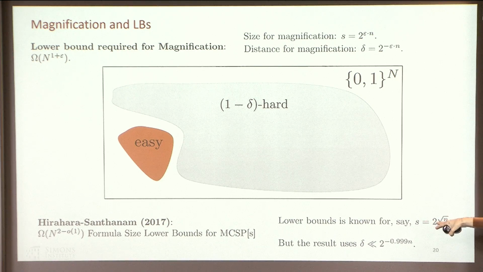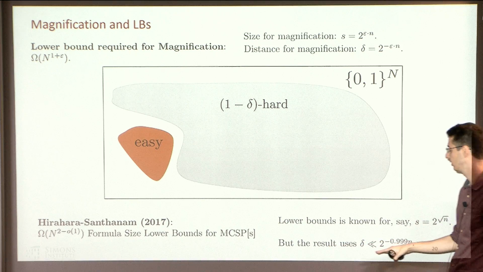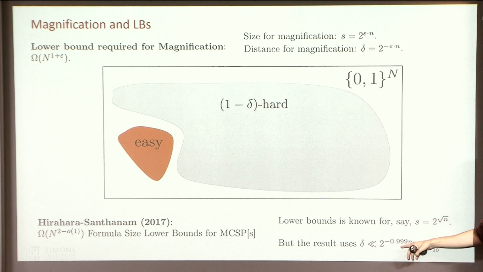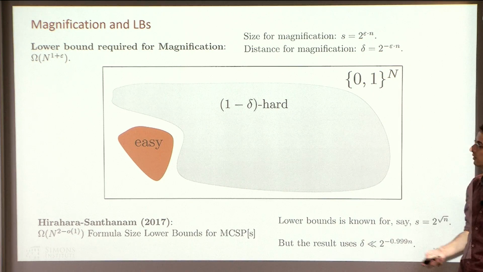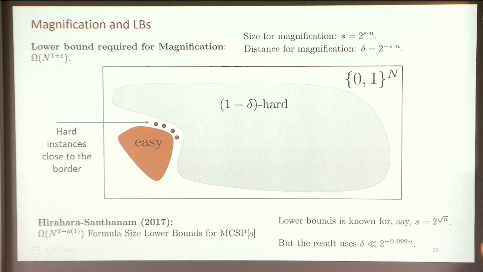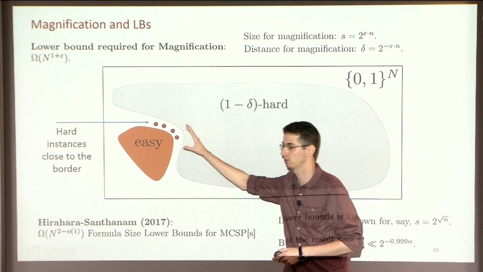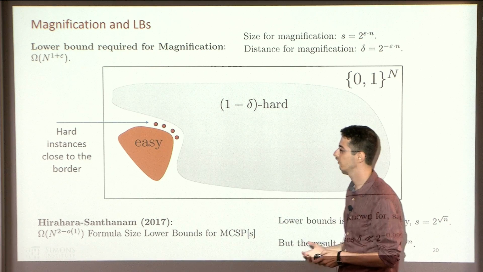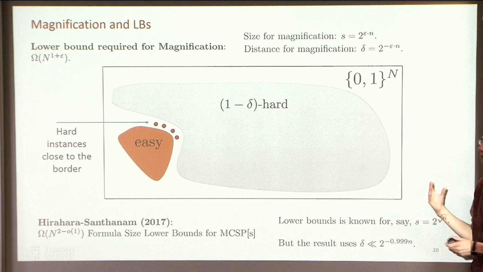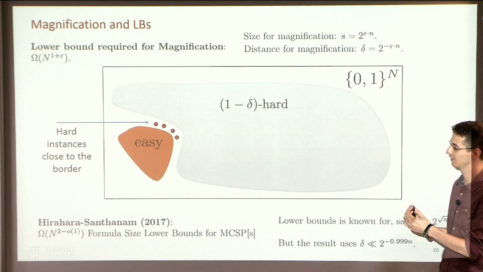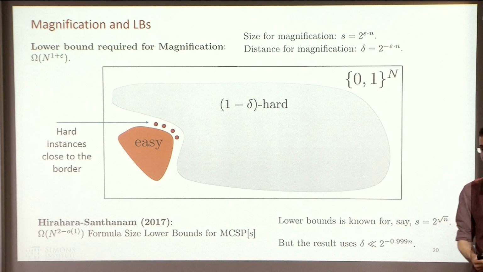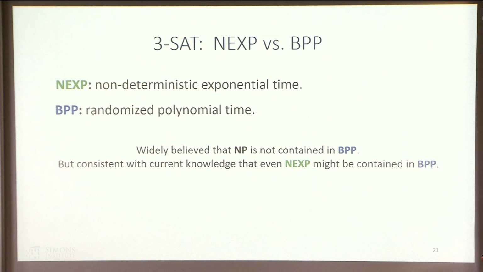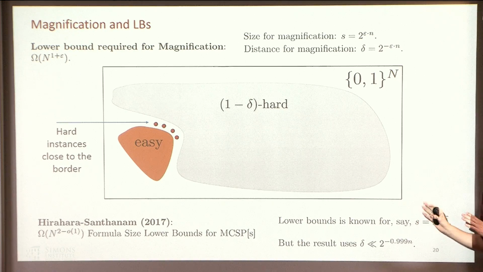S is sub-exponential. But if you inspect the proof, the lower bound is going to use a delta parameter, which is actually tiny. It's much less than 2 to the minus 0.999n, where for magnification, we cannot handle a delta that is so tiny. So the message is that the hard instances produced by this lower bound are pretty close to the border of the easy functions. And that's the reason why we cannot combine magnification with this particular lower bound and prove that NP is not in NC1. But at least informally, you seem to be close to it, but technically, that's not clear at all. Okay, any questions about this discussion?